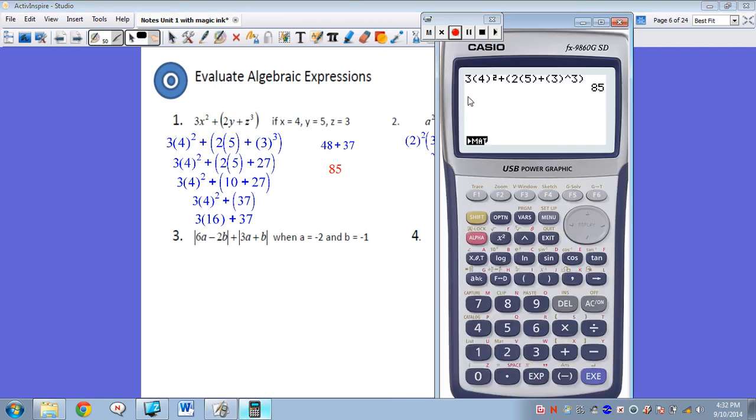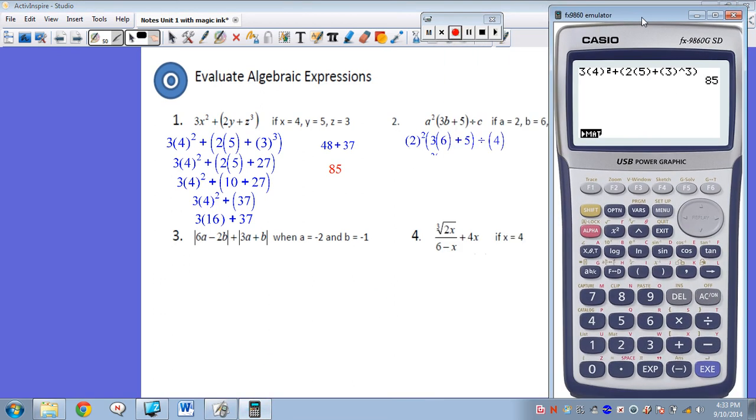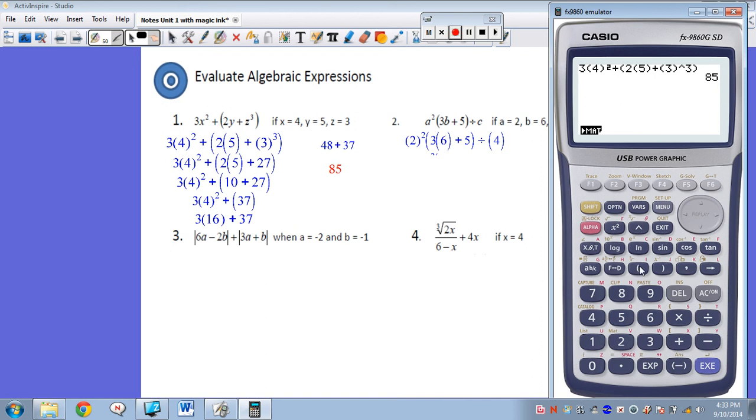I'm actually going to just show you how to plug this in the calculator. Okay, you're going to put parentheses 2 squared, another parentheses, 3 times 6, parentheses plus 5, end that parenthesis, and divide by 4.